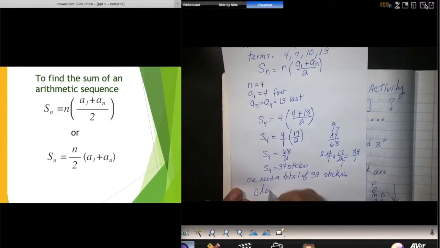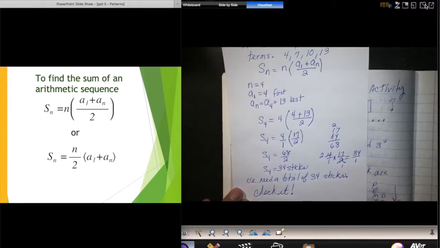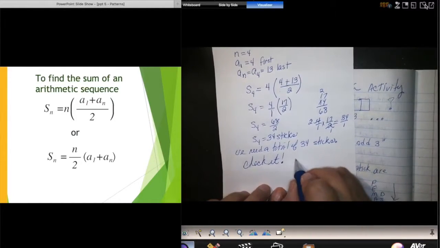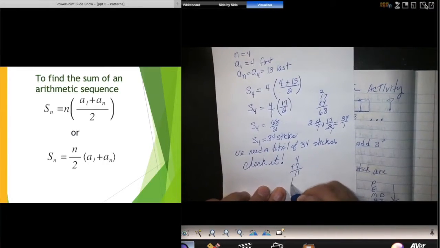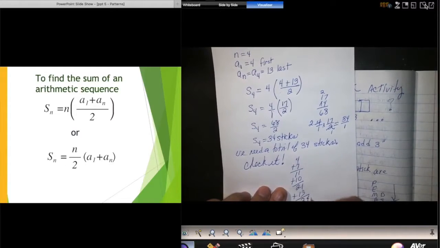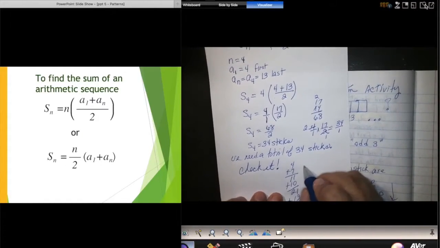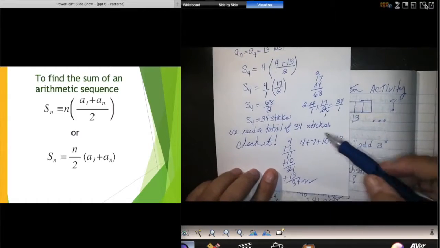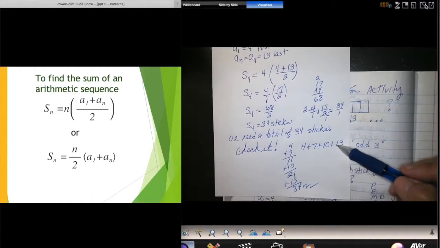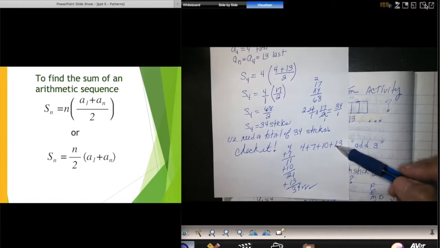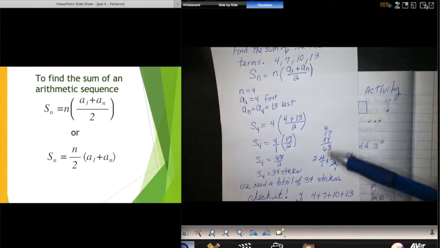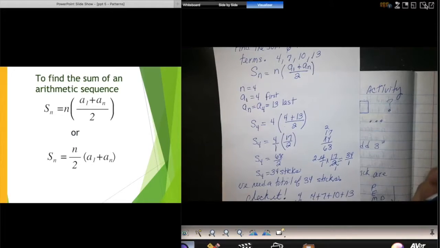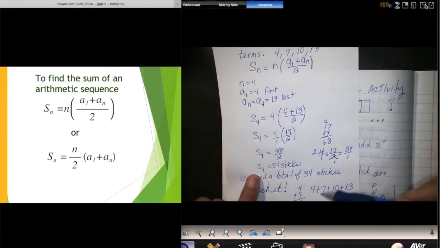Okay, let's go ahead and check it. So 4 plus 7 is 11, plus 10 is 21, plus 13 is 34. Okay, so I added 4 plus 7 plus 10 plus 13. Now you say that's a lot of work. I could have added them a lot faster, and I know that. This was just a quick example. But imagine if there were 100 terms, and we want to find the sum of the first 100 numbers, or something like that.